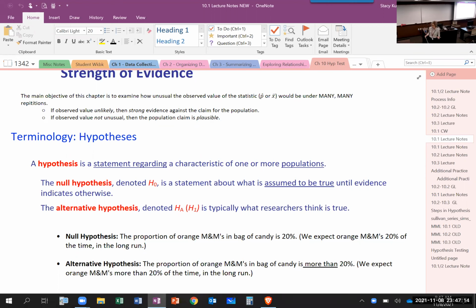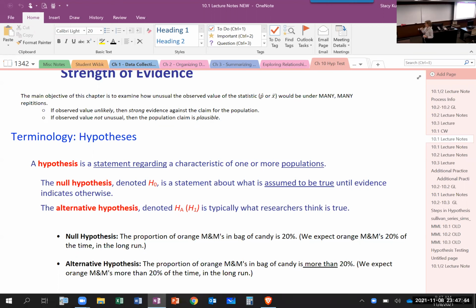If I got 23%, Michael, you got 19%, Erica, you got 22%. If that's not an unusual value, then we would have to say, okay, well then the population's claim of 20% on average of every box is plausible. It doesn't say that it is exactly 20%. It just says that that number of 20 is plausible, or whatever our population's parameter is.